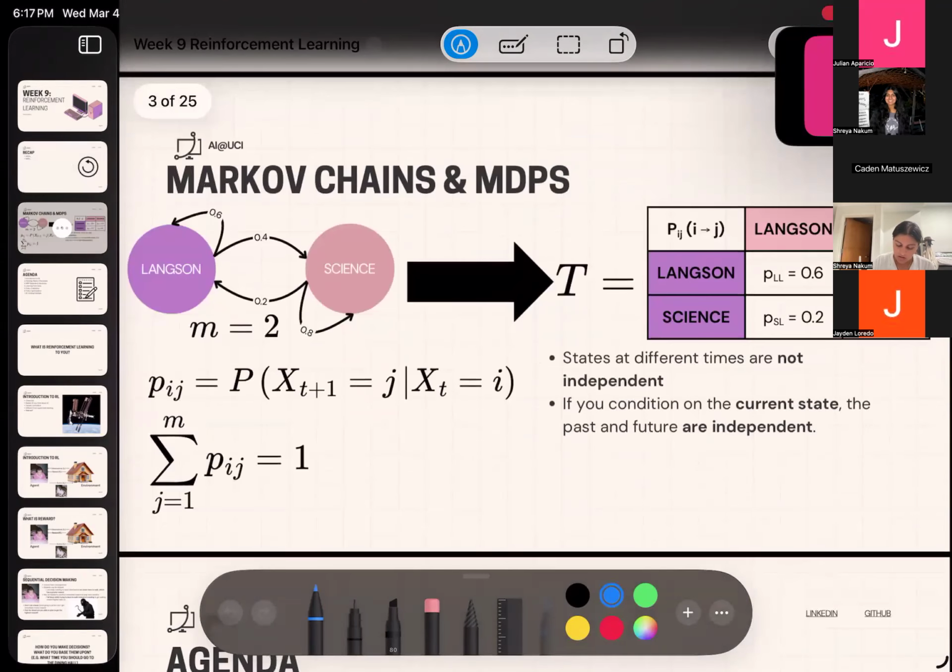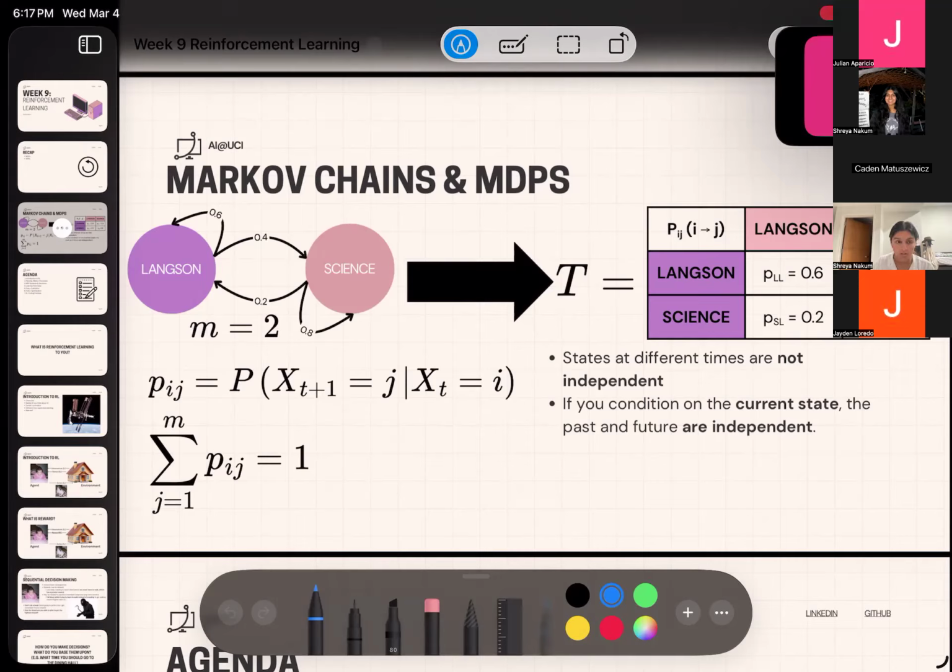So real quick, Markov chains and MDPs, the main thing is that if you condition on the current state, the past and future are independent. You guys remember the Markov property and everything. The main thing to remember from last week is that if you want to know what's going to happen in the future, the only thing it depends on is what your current state is. That's all you need to know. That's the main idea to remember.